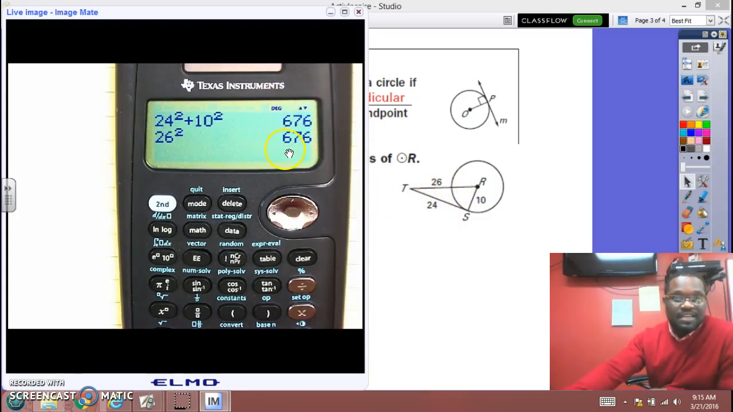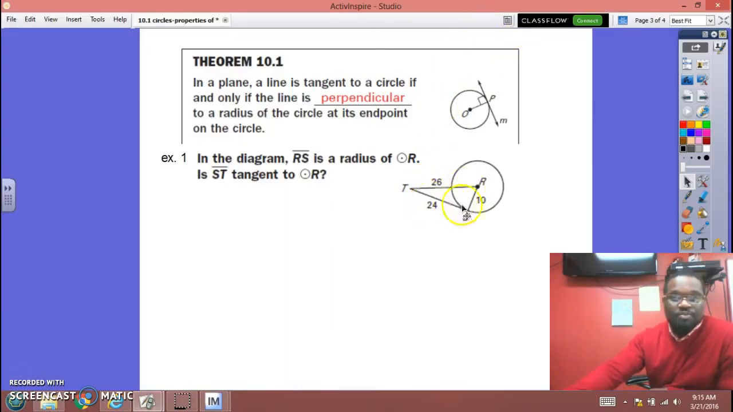So what does that mean? That means that the Pythagorean theorem is true. A squared plus b squared equals c squared. So this must be tangent. So the answer to this question here is yes.